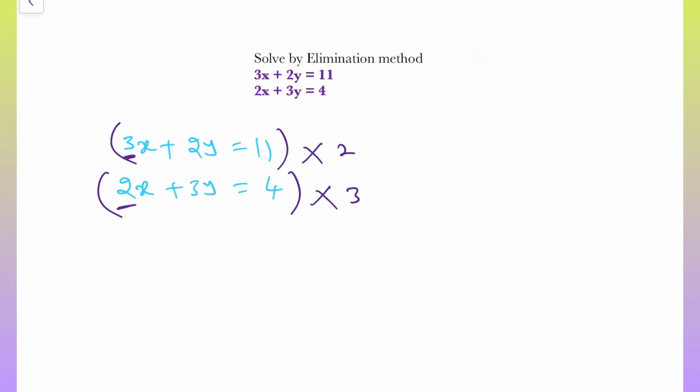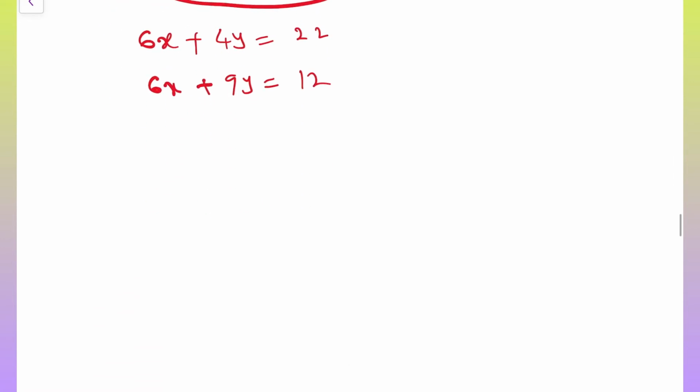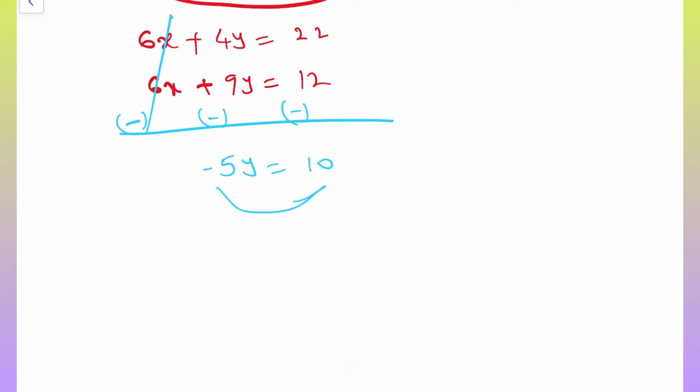So if you simplify this, 3x into 2 is 6x, plus 2y into 2 is 4y, equals 11 2s are 22. The same way, second equation, 2x into 3 is 6x, plus 3y into 3 is 9y, equals 4 times 3, 12. Now let us simplify this further. I am doing subtraction, so plus becomes minus, plus becomes minus, plus becomes minus. These two cancel. 4y minus 9y is minus 5y, equals 22 minus 12, 10. Taking minus 5 to the other side, here it is multiplication, so on the other side it becomes division. y equals 10 by minus 5. 5 2s are 10, so the y value we got is minus 2.